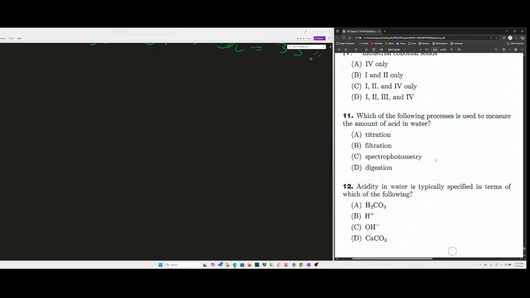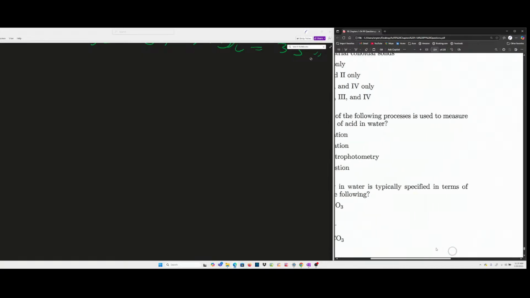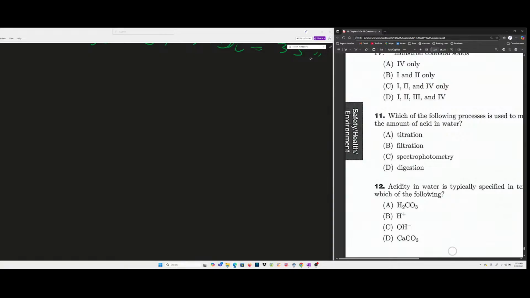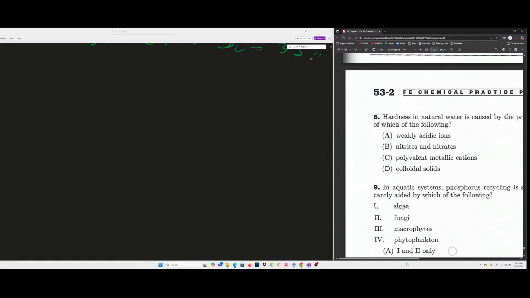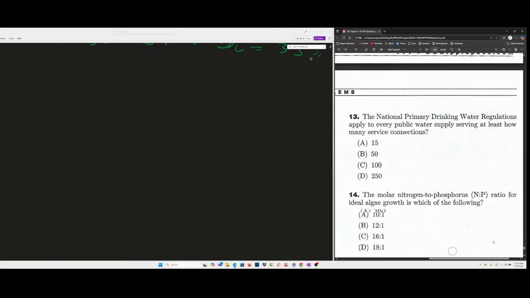For the next question, we have: the acidity of water is specified in terms of which of the following? Hydrogen ion, H plus. The manual had it wrong. They say DCA03 no, is hydrogen ion, so 12 is the answer. For the next one: the National Primary Drinking Water Regulation applies to which of the following supply or serving at least as many as 15. So once we have 15, regulations start occurring.